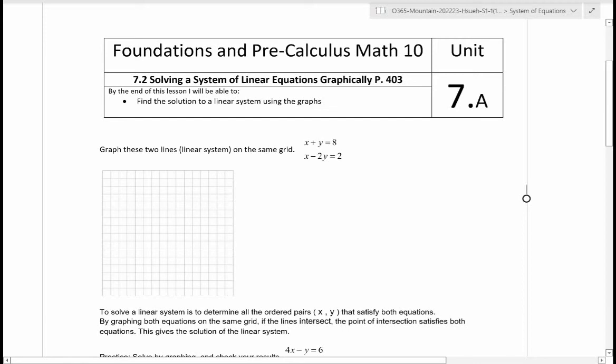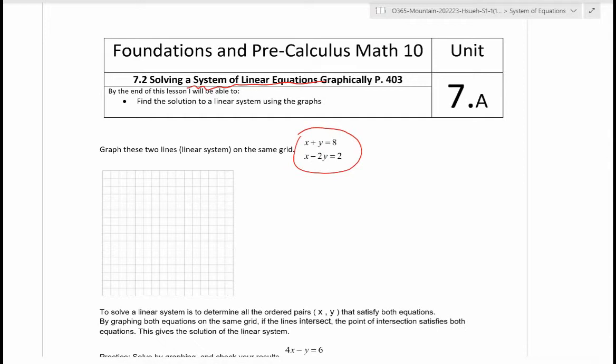All right, welcome to Unit 7, and we're going to continue with linear equations. But this time, we're going to be looking at a system of linear equations. A system means you have more than one equation. So in this case, we have two. Graph these two lines on the same grid. So here we have two linear equations, and we're going to graph these two lines.